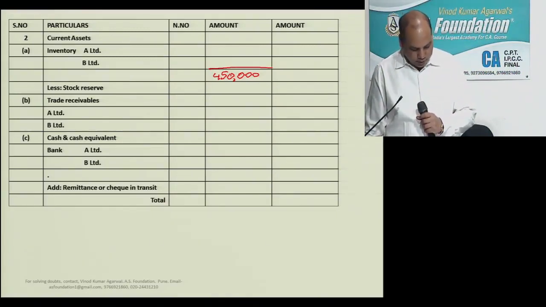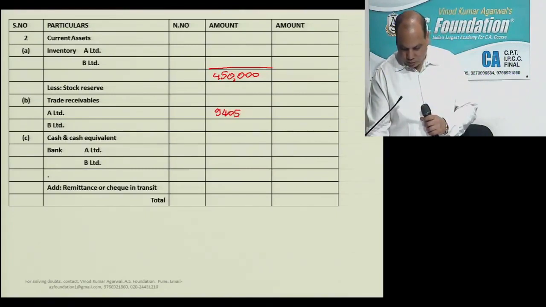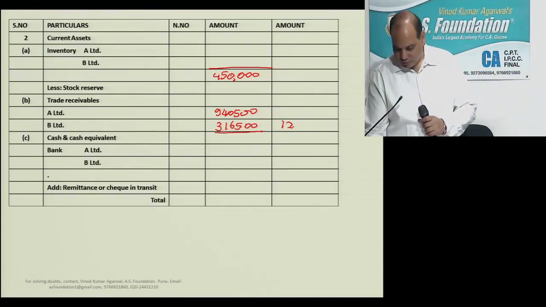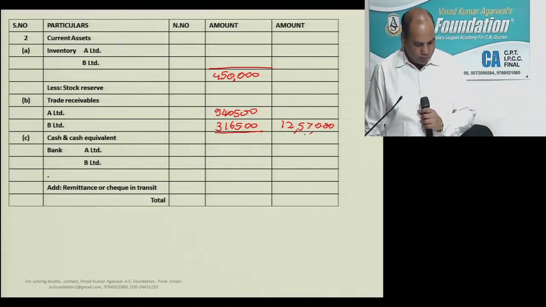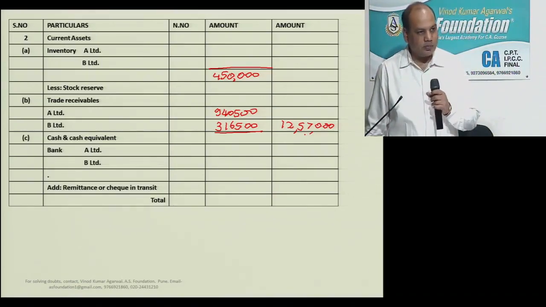Then trade receivable. Have you drawn trade receivable line? A limited 9,40,000. B limited, total in the outer column, 12,57,000. This you can write in the outer column because there is no adjustment. Next is investment at cost. Trade investment 37,500 to be written off. This trade investment of subsidiary company will be written off.